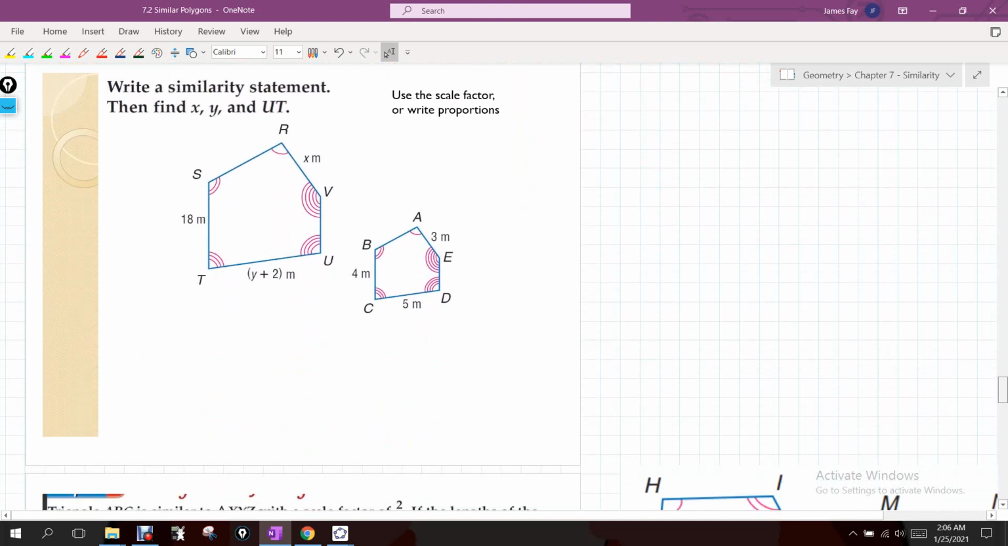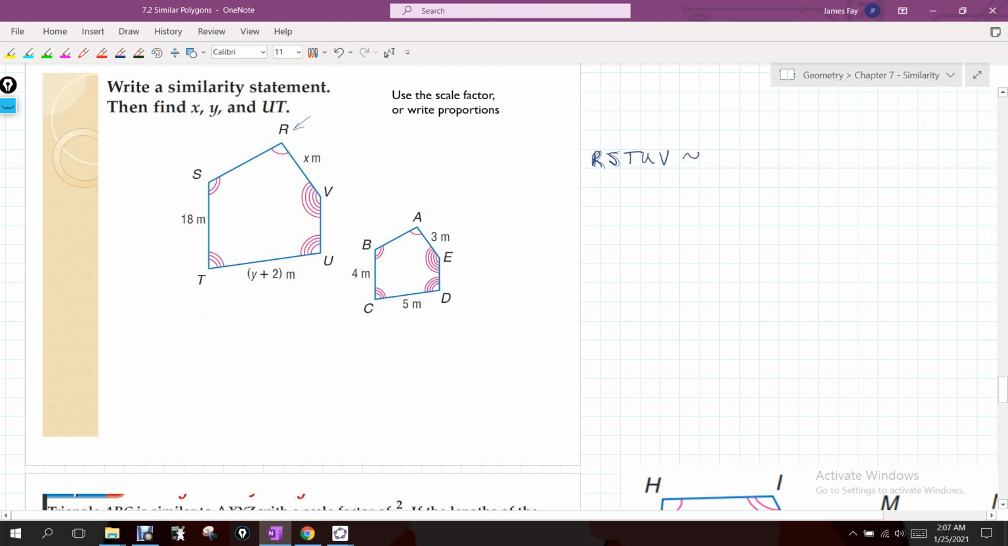Here's another example. It says write a similarity statement, then find x, y, and u. Some people try to do this without the similarity statement. I think that is just a plan for failure right there. What I'm going to do is I'm going to name this first. We've got a pentagon here. I'm going to start with letter R, and we're going to travel. So we start at 1, and we're going to go to 2. So R to S. Get a larger pen here. So we go R to S, and we follow around to T, to U, and we'll finish at V.